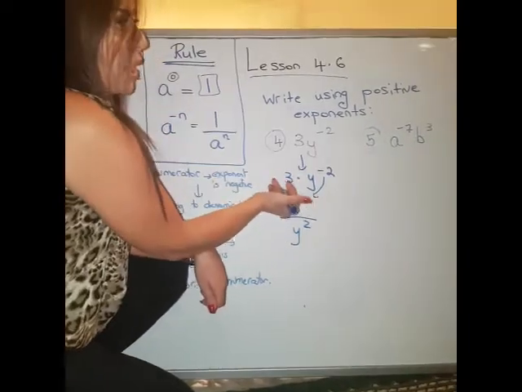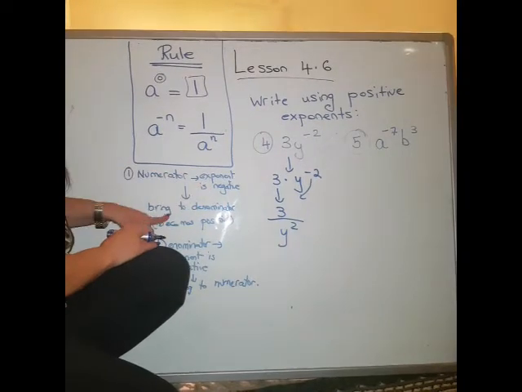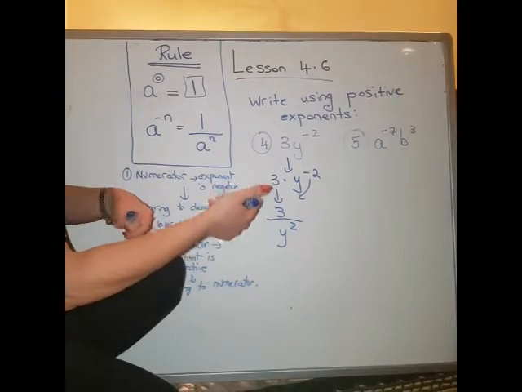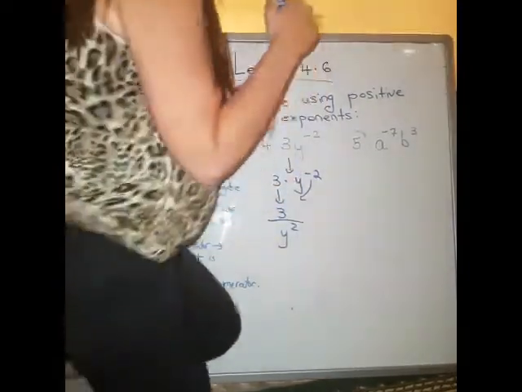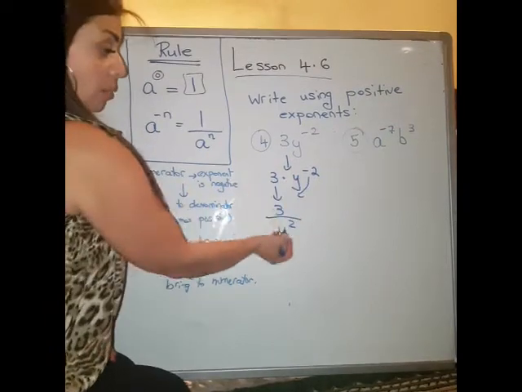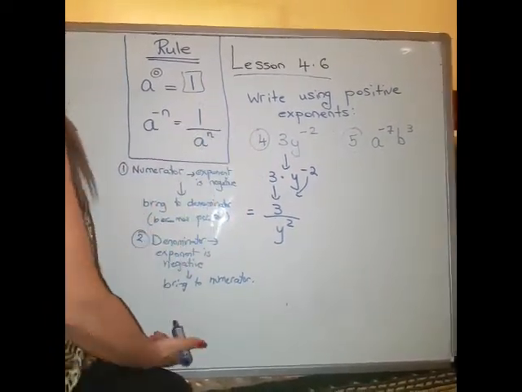I interchange it. Once it's in the numerator, the exponent is negative, bring it to the denominator, it becomes positive, and vice versa. If it's in my denominator and I bring it to the top, it becomes positive again. This is simply my answer. I am only rewriting things as they should be.